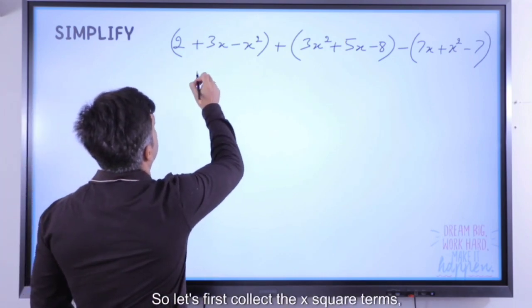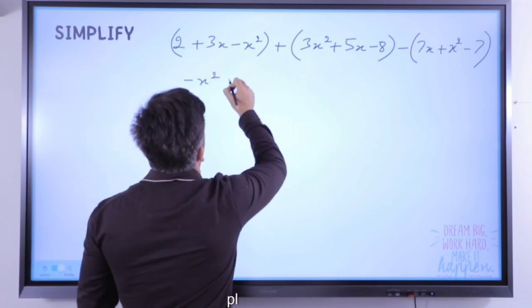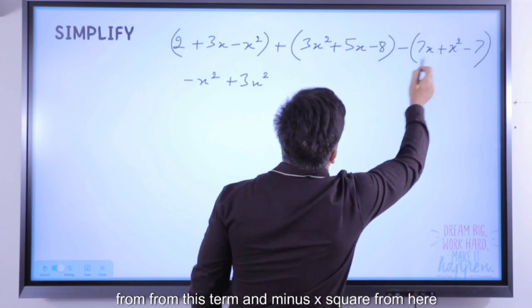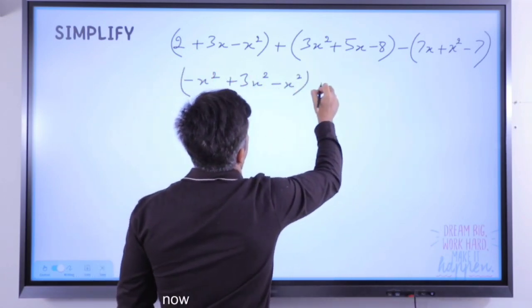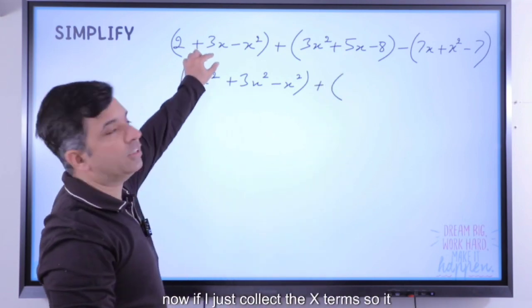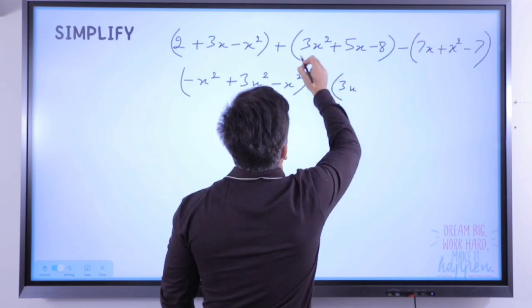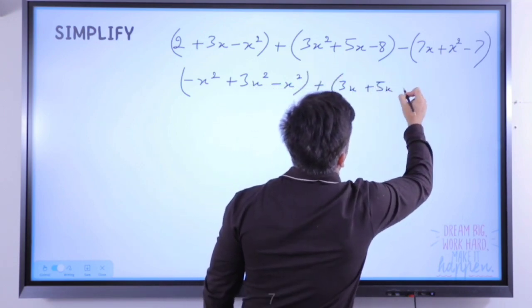So let's first collect the x square terms. It would be a minus x square over here, plus 3x square from this term, and minus x square from here. Now if I collect the x terms, it would be a 3x from the first one, then a 5x, and then minus 7x.